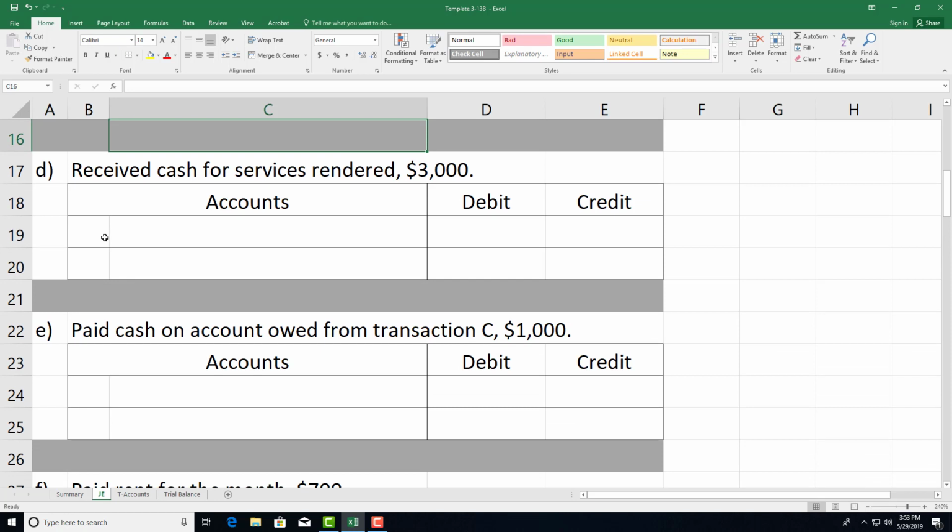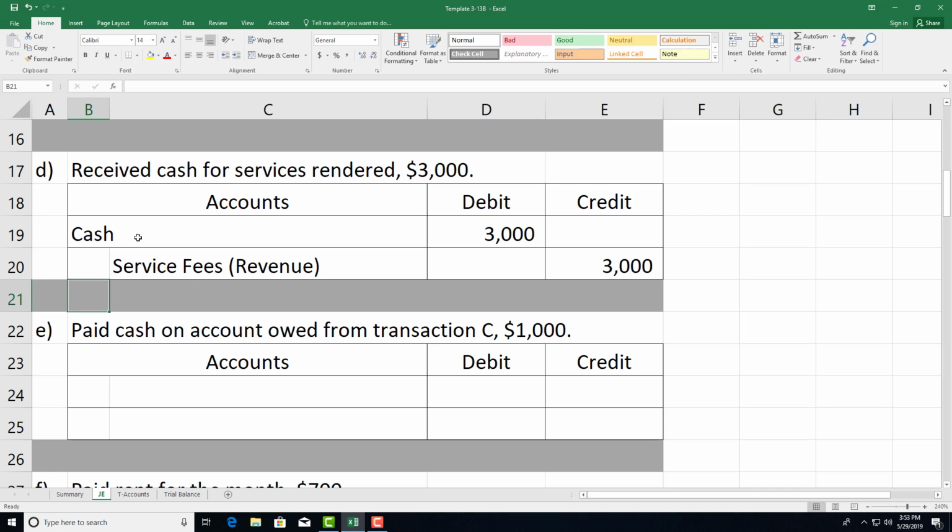Transaction D, receive cash for services rendered. You'll hear me say this a lot, but anytime cash is involved, I just think that's an easy starting point for a transaction, especially if you're stuck. So it's very obvious to me that we received cash. So we will debit cash. And the reason we received cash is because we had services rendered. In other words, we did something. So we are recognizing revenue.